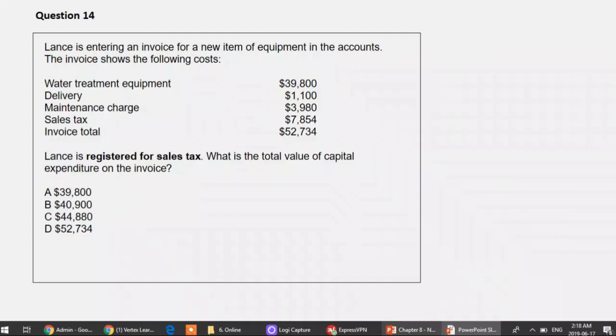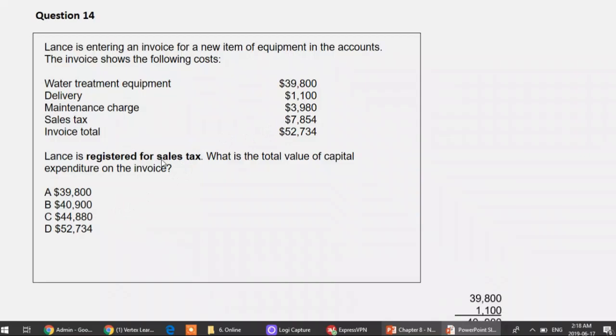Sales tax can be included and it cannot be included. It is the case where you pay the VAT or sales tax. You have already done this chapter and I'm sure you have learned it there as well, but I will repeat it again. If the company is sales tax registered, which can recover sales tax, in that case, sales tax should not be added to the cost. It says that Lance is registered for sales tax. If it is registered for sales tax, we should not include this one because it will recover it later on.